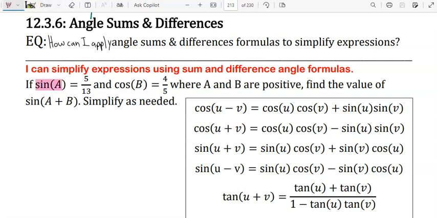If sine A equals 5 over 13 and cosine B equals 4 over 5, where A and B are positive, find the value of sine of A plus B. Simplify as needed. In this, we're going to have two triangles, one with an angle A and one with an angle B.